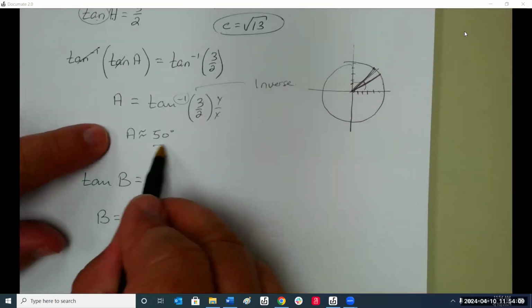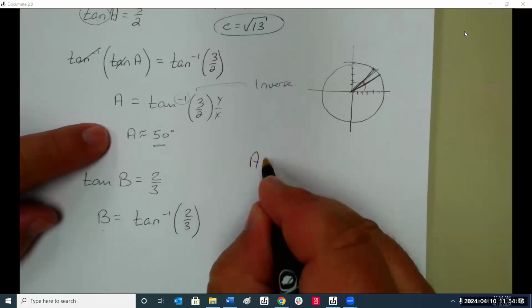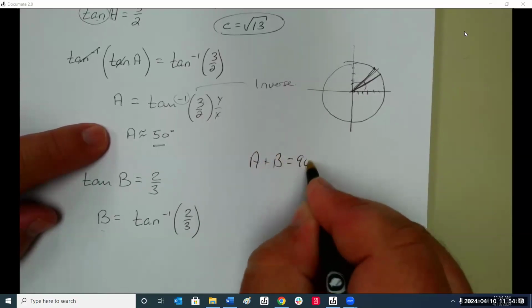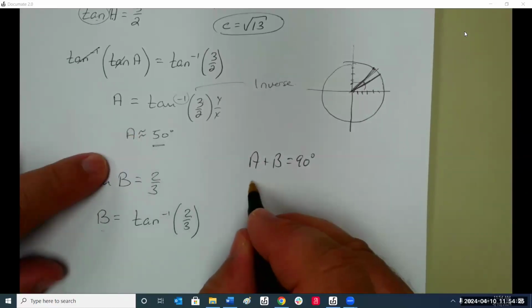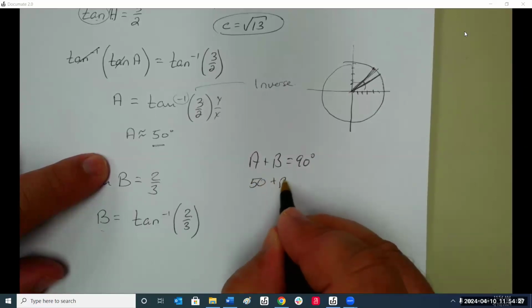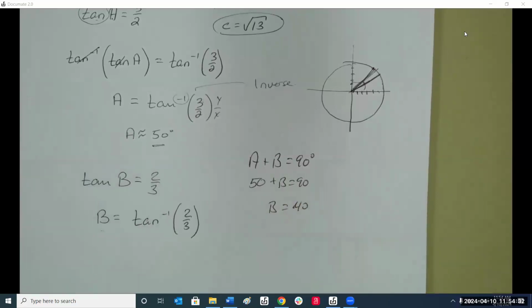So, well, if we know this one, can we calculate B automatically? Yeah, because they have to equal 90. So if that's 50, then B has to equal 40. Right. So that's the beauty of using any of our formulas that we have. As long as we have them, we can use them.